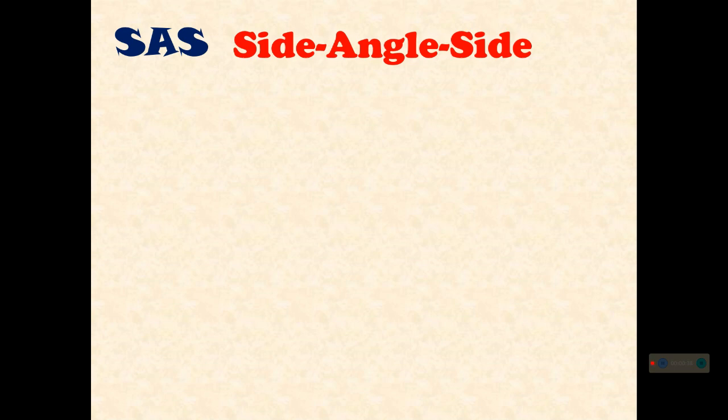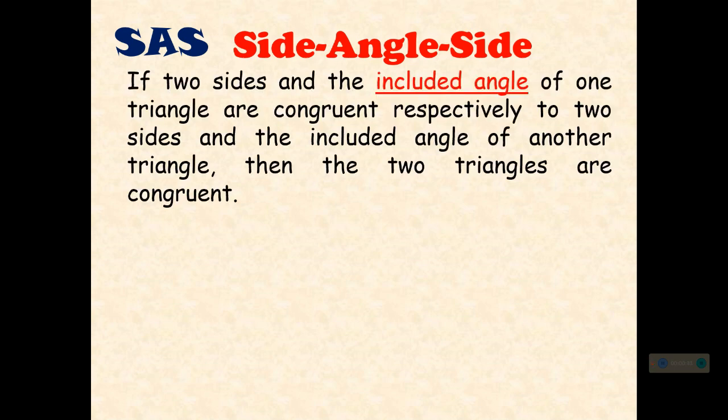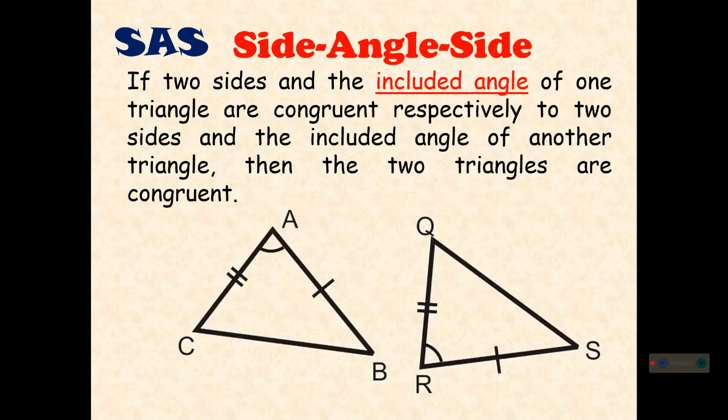Let us have first the SAS. What do we mean by SAS? That is side angle side, wherein if two sides and the included angle of one triangle are congruent respectively to two sides and the included angle of another triangle, then the two triangles are congruent. For our example, let us have this figure. We use the side angle side congruence postulate. Why? Because we have here the side angle side, and on the other triangle, we also have the side angle side.